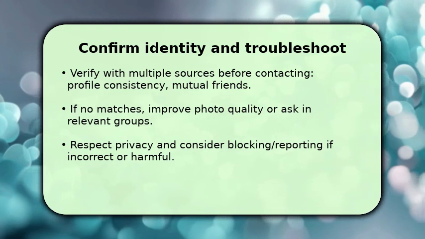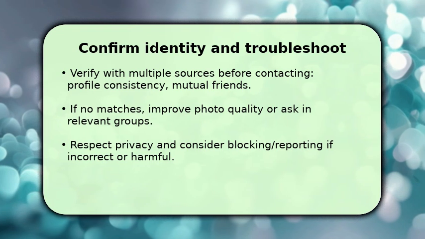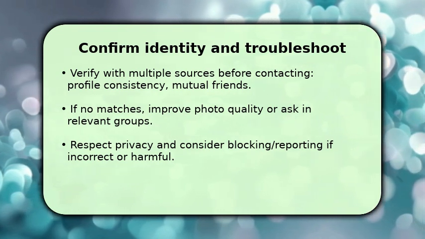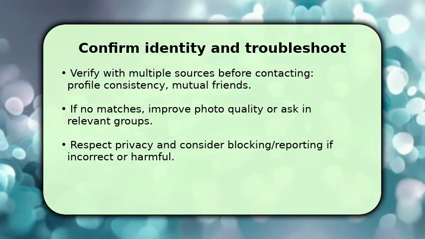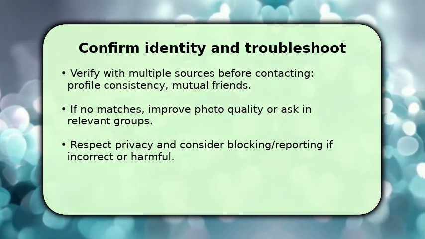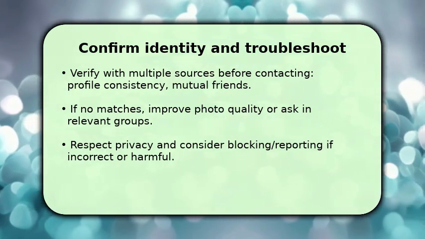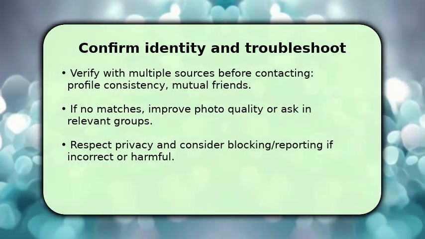Be transparent. If there are no matches, retry with a higher quality photo, different crops, or post to interest groups where the person may appear. If results are incorrect or the search raises privacy concerns, stop, block the profile, and consider reporting. Respecting boundaries is essential when using images to find people.